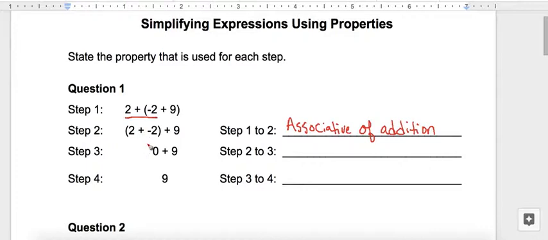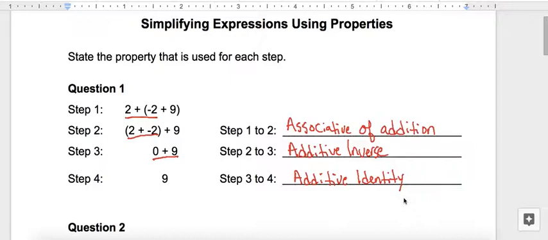Okay, now we need to go from step 2 to step 3. So we look at what's different, and I notice the 2 plus -2 became 0. So that is the additive inverse. And now to get from step 3 to step 4, we saw that 0 plus 9 became 9, and that is the additive identity. Anytime you add 0 to something and you get the same number, that is the additive identity.